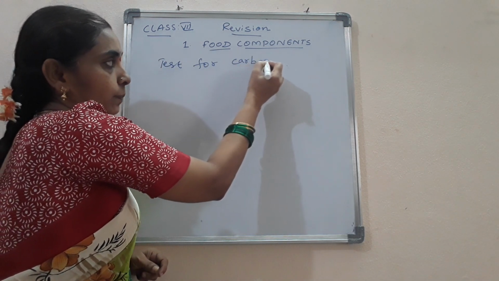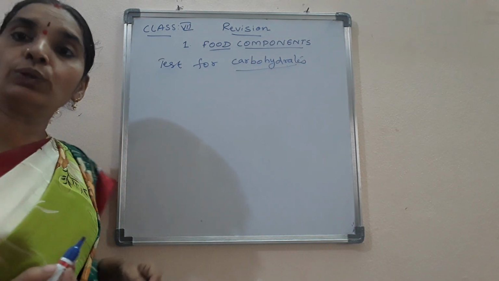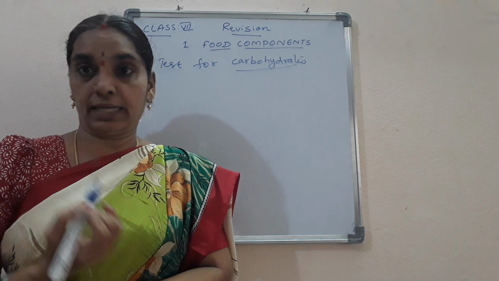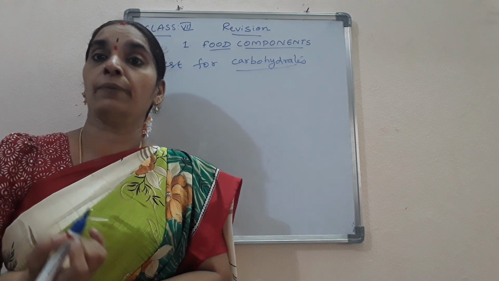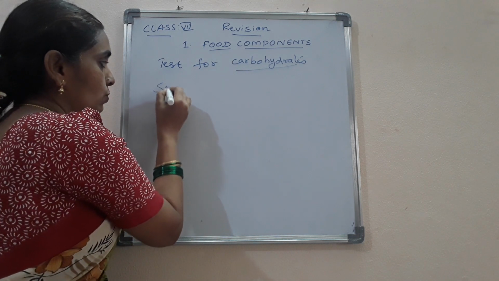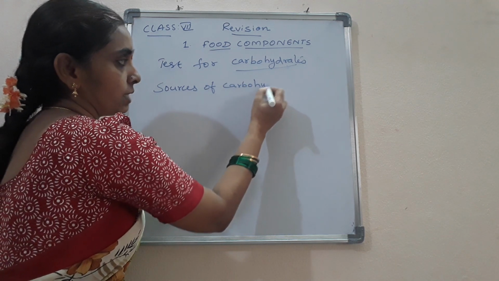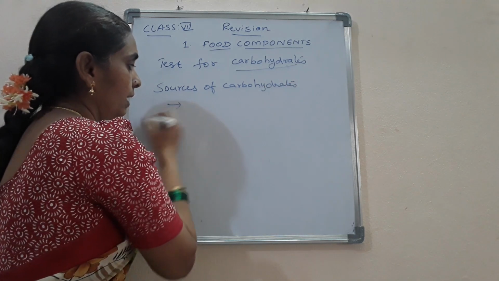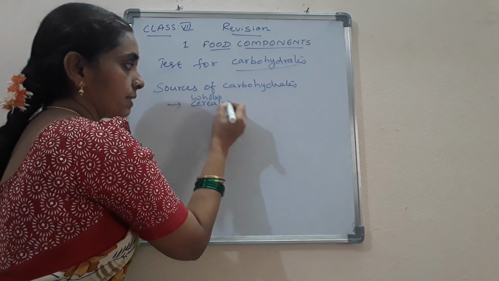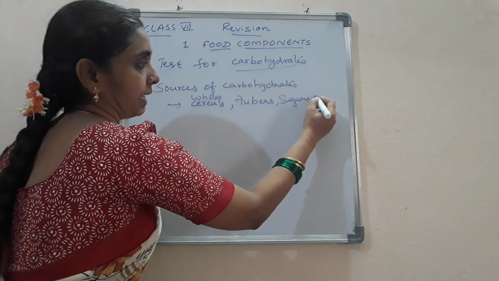If you take the test for carbohydrates, you should know what are the sources of carbohydrates. In the previous class itself, we learned that we get food from plants and animals. So first we have to know the sources of carbohydrates. They are cereals, whole cereals, tubers, sugars and jaggery.